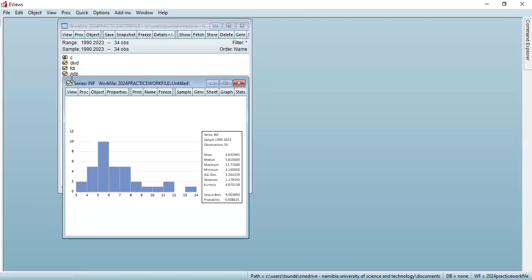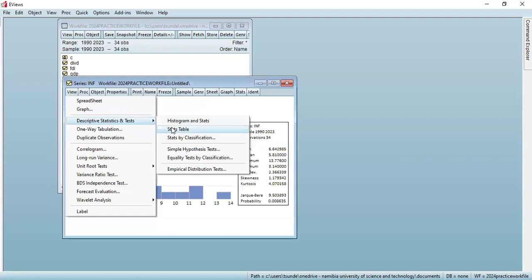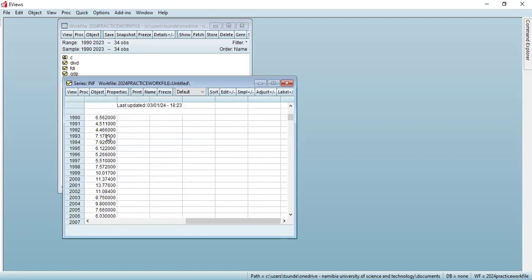Inflation. I just want to open the series. The statistics. Okay, this one. So these are the statistics, right? These are the statistics for inflation.